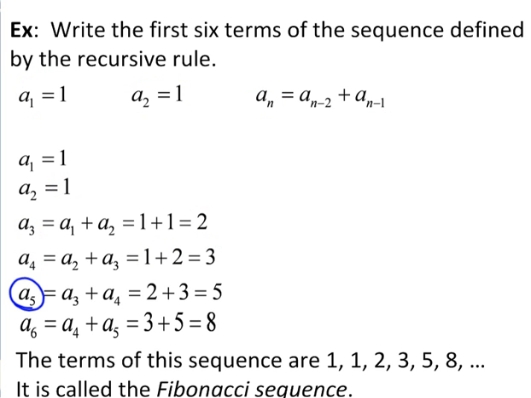To get the next one, I add the 2 prior terms. 2 plus 3 is 5. To get the next one, I add the 2 prior terms. 3 plus 5 is 8. This is a very famous sequence called the Fibonacci sequence.